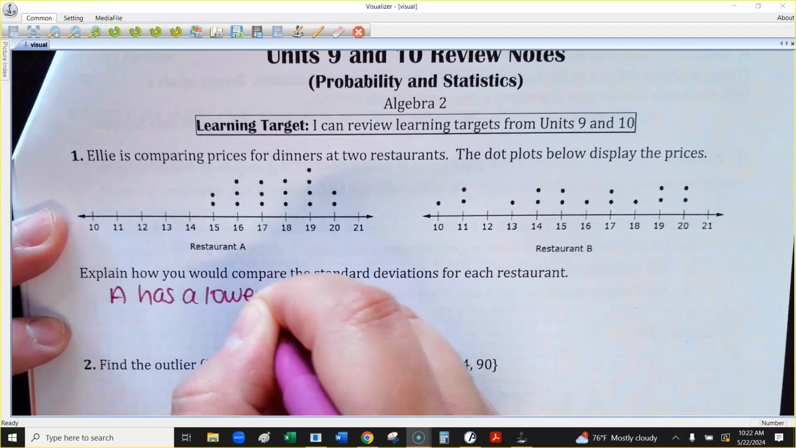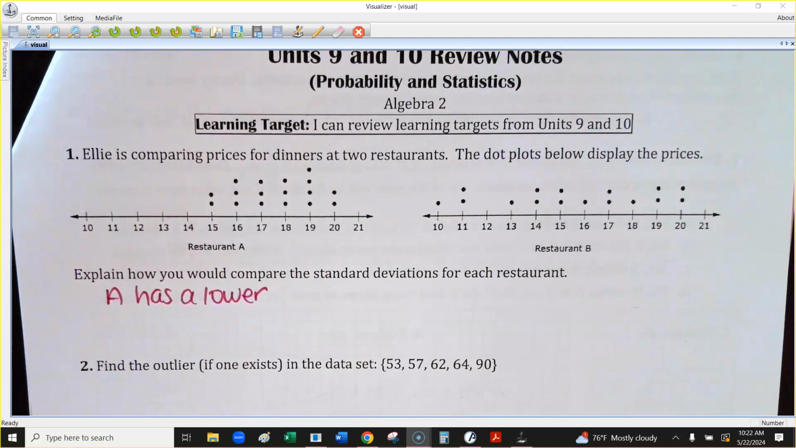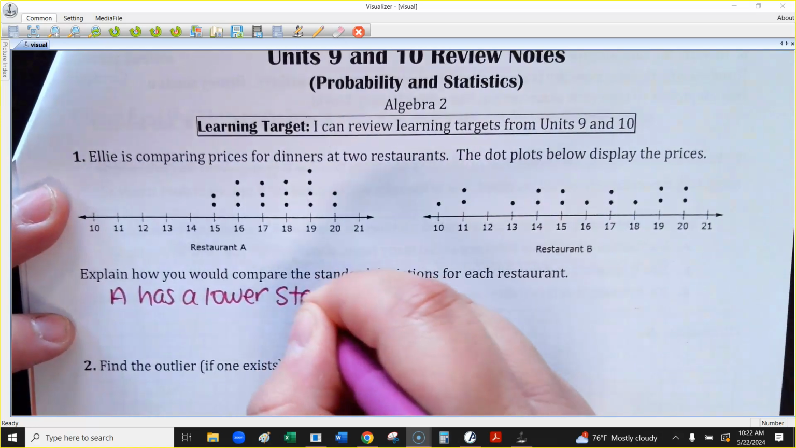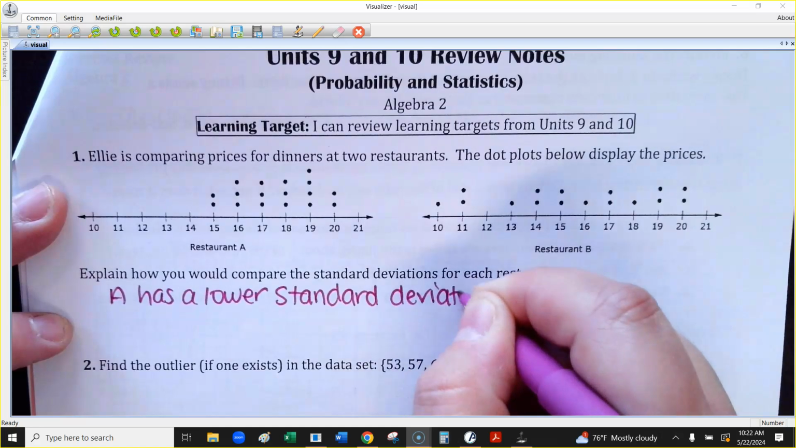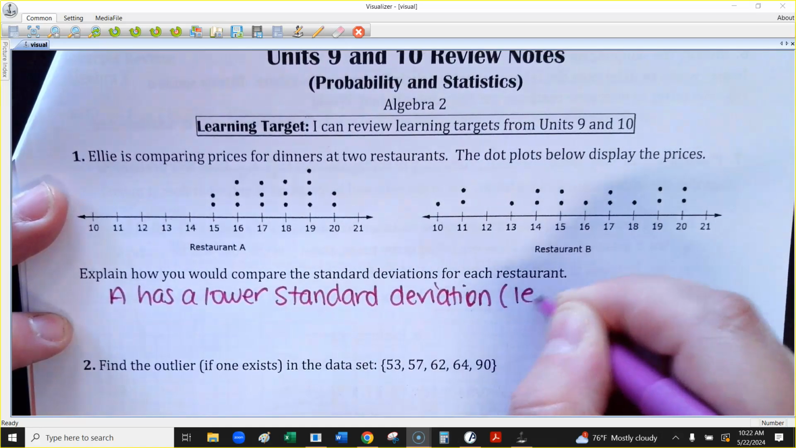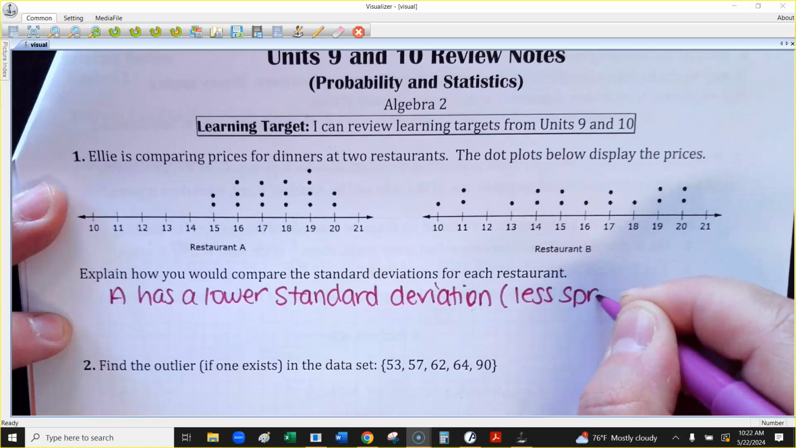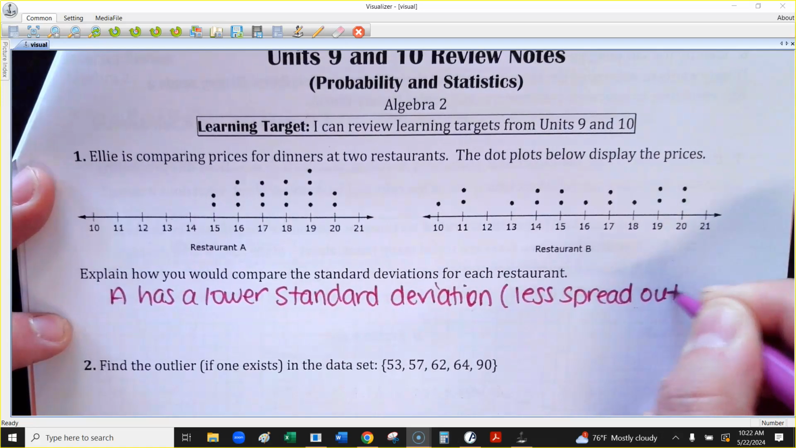and again, these will be multiple choice. You won't have to write this out. So A has a lower standard deviation. And I'm going to say it's less spread out. The data is kind of concentrated in one area.